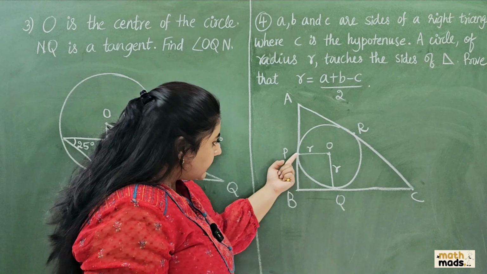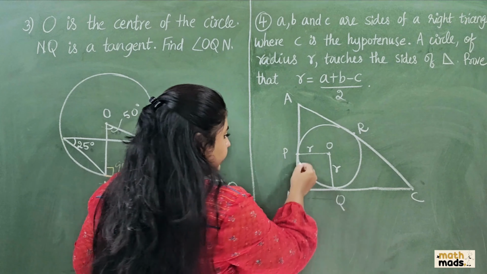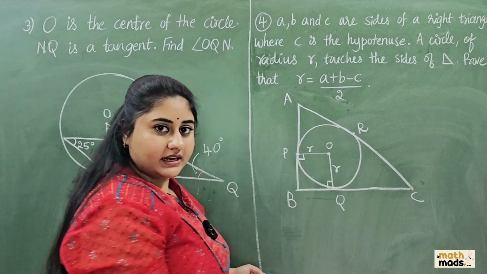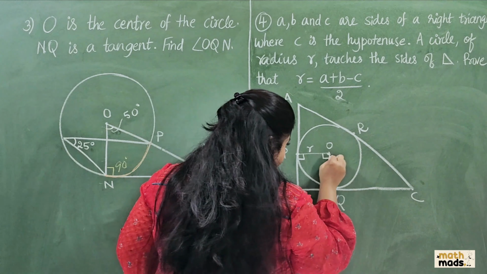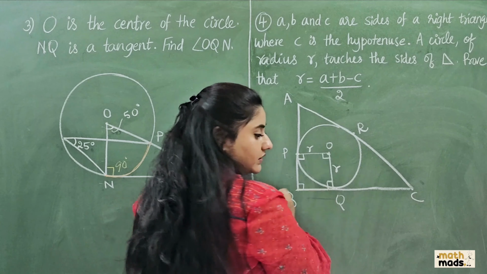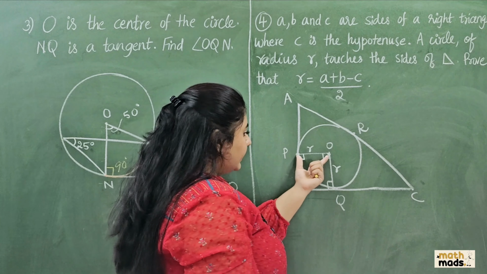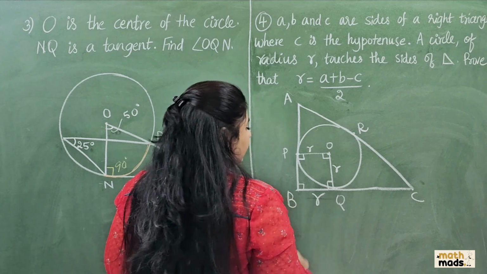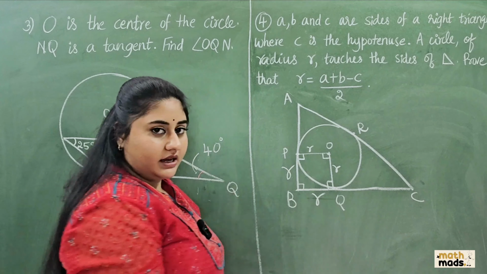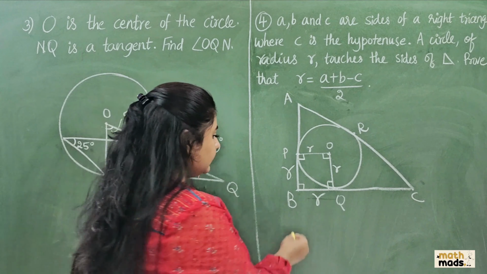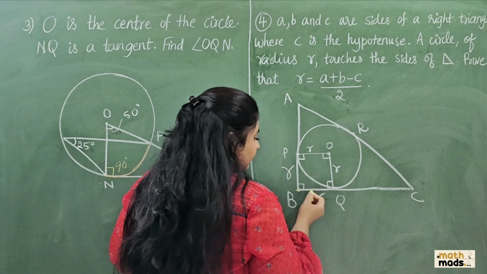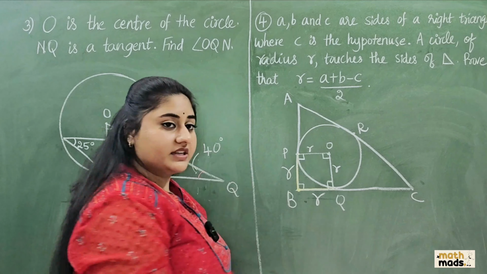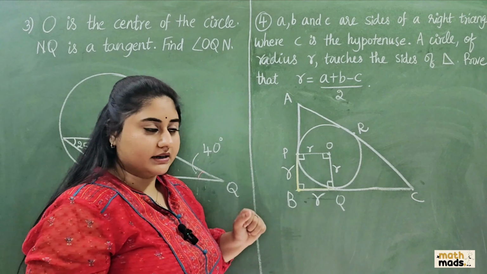Observe that this angle OPB will be 90 degrees. Similarly, OQB will also be 90 degrees, right? So these two angles will also be 90 degrees and all sides will be equal. So if OP is R and OQ is R, what will be the measure of BQ? It will be R and PB will also be R. Also notice that B is the external point from where you have two tangents BQ and BP. So obviously they have to be equal, R and R.